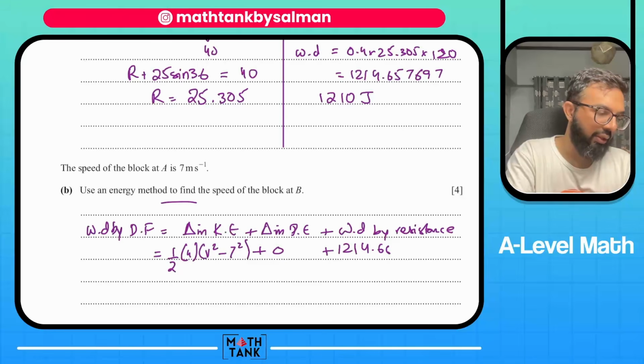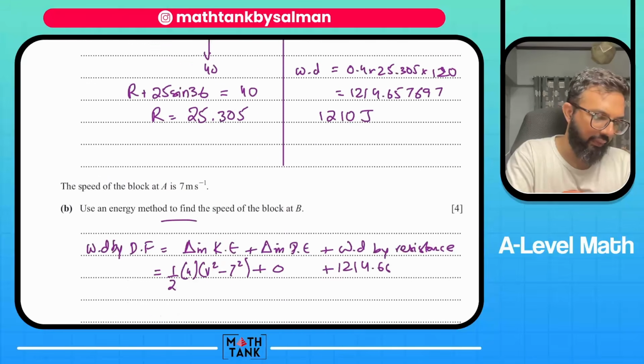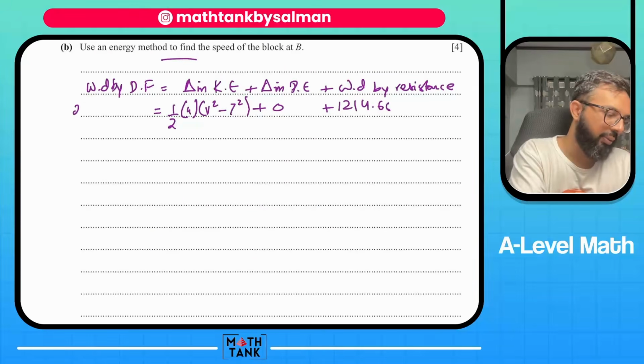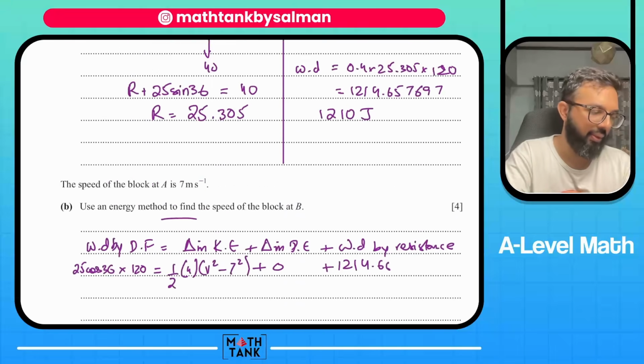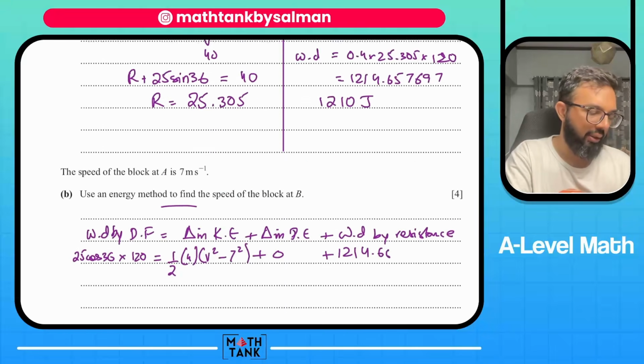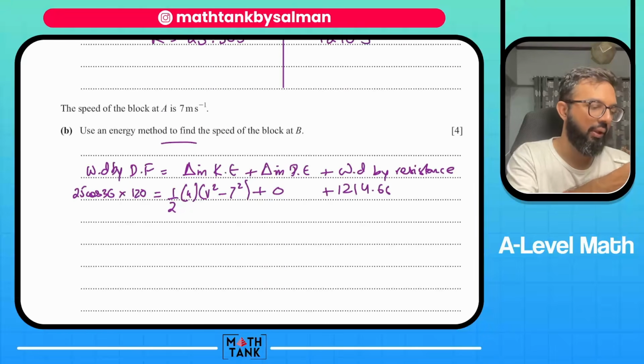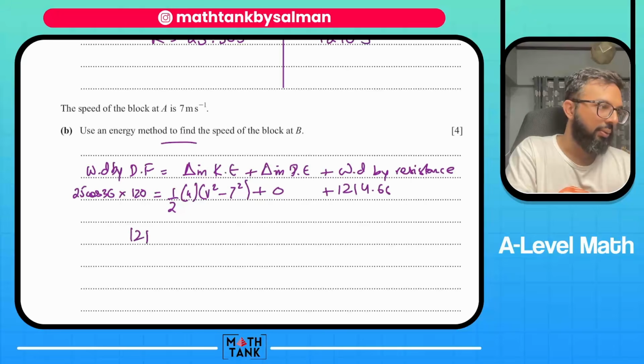Okay, what's work done by driving force? The horizontal force was 25 cos 36. So 25 cos 36 into 120. 120 was the distance, right? So 25 cos 36 into 120 minus 1214.6. That gives me 1239. So 2v square minus 7 square.